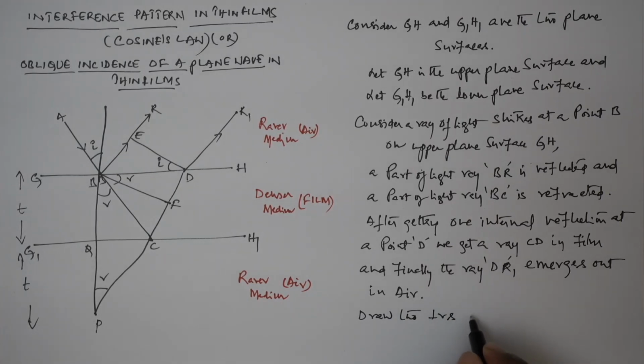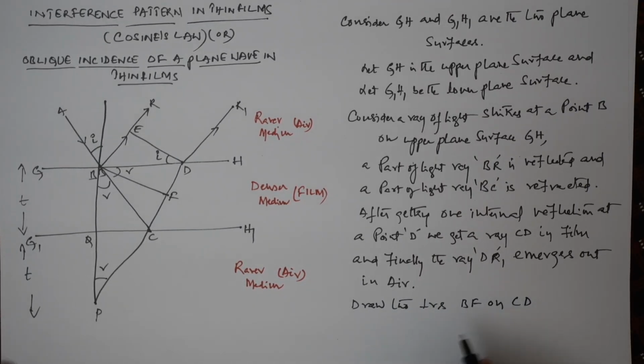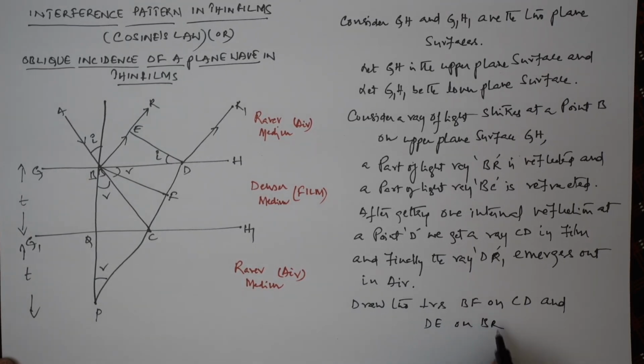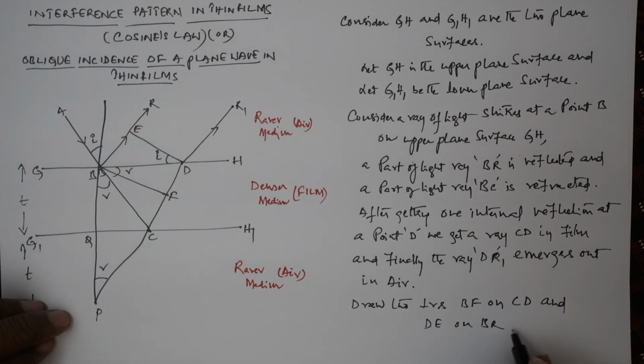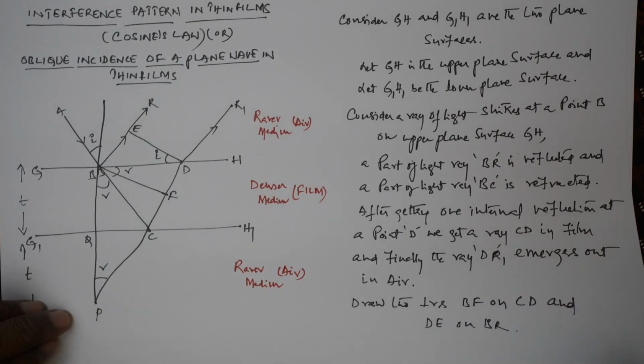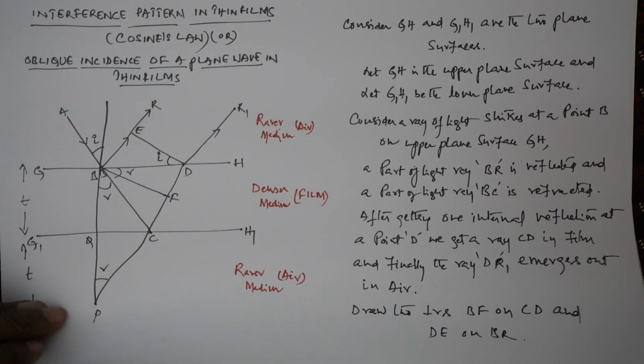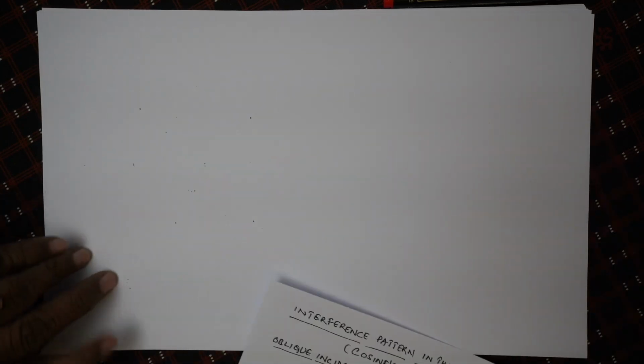Say BF on CD, that is, a perpendicular line BF on CD, and DE on BR, a perpendicular line DE, we have drawn. Okay, now our ultimate objective is to find out the optical path difference between the two reflected light rays.